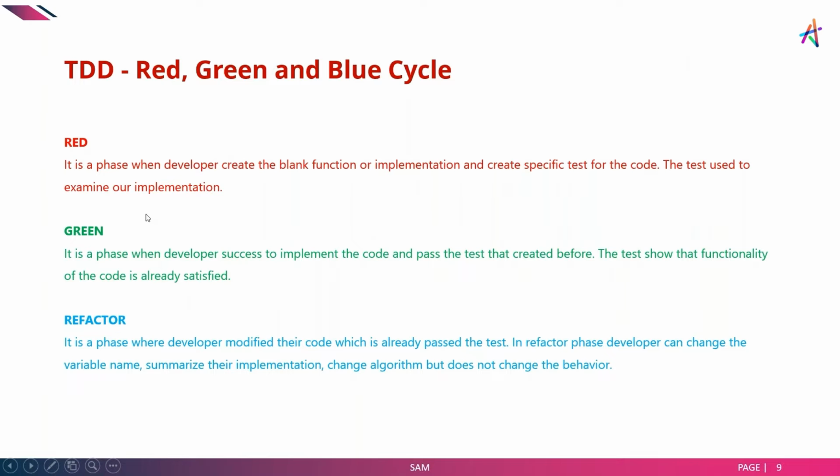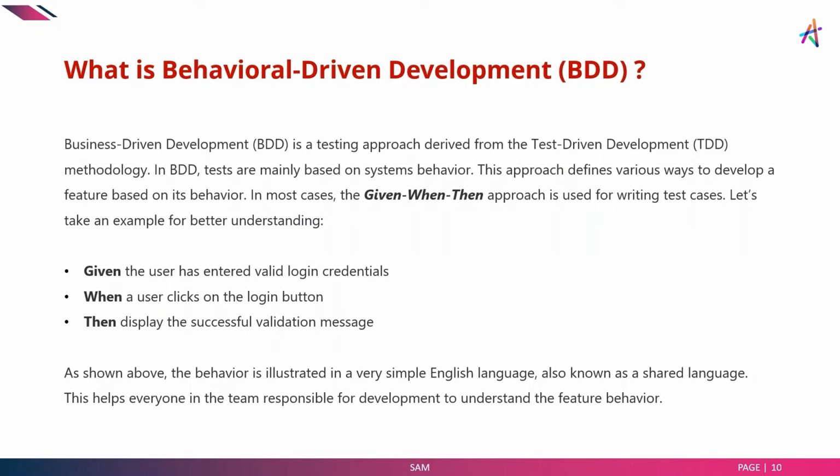All right, let's jump into the concept. So what is behavior driven development? It's basically a testing approach derived from test driven development. BDD is derived from TDD, and in BDD tests are mainly focused on the system behavior, whereas in TDD the tests are mainly focused on unit testing. Is that clear?